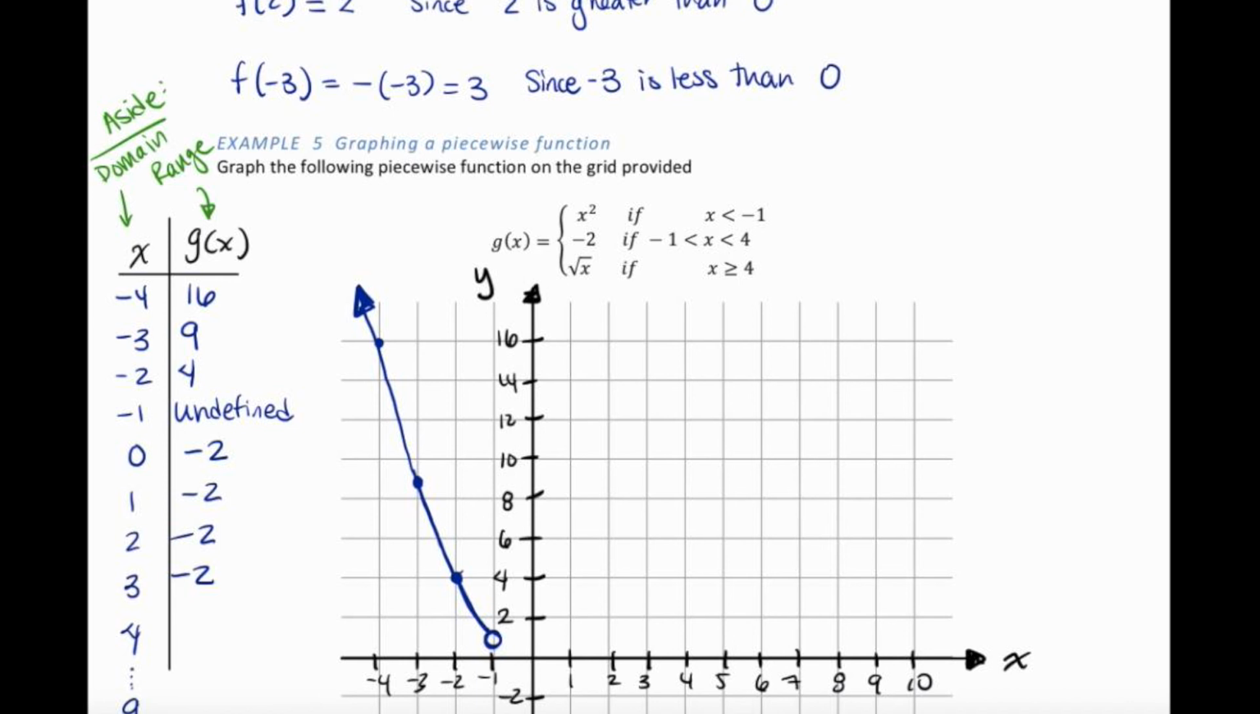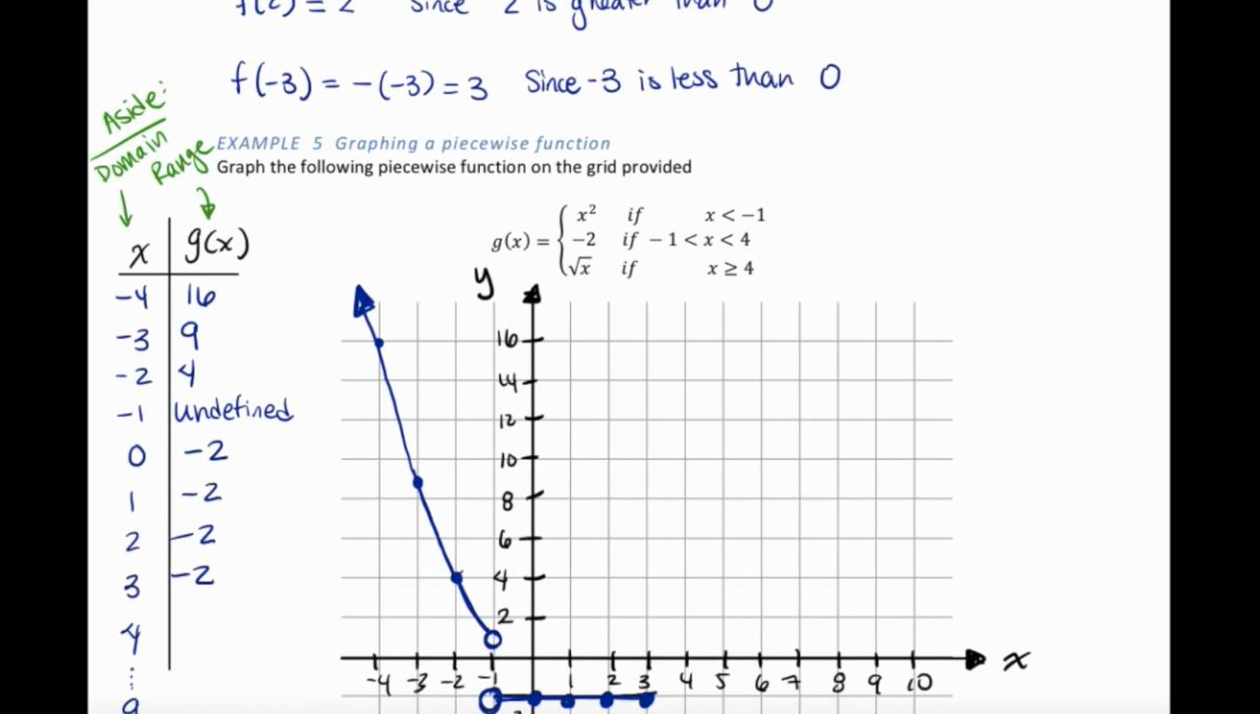So let's go here: 0 is at negative 2, 1 is at negative 2, 2 is at negative 2, and 3 is at negative 2. And now at negative 1, I'm going to put an open dot and connect this line all the way through. And I've just covered up my negative 2. Let me move this down here. There.